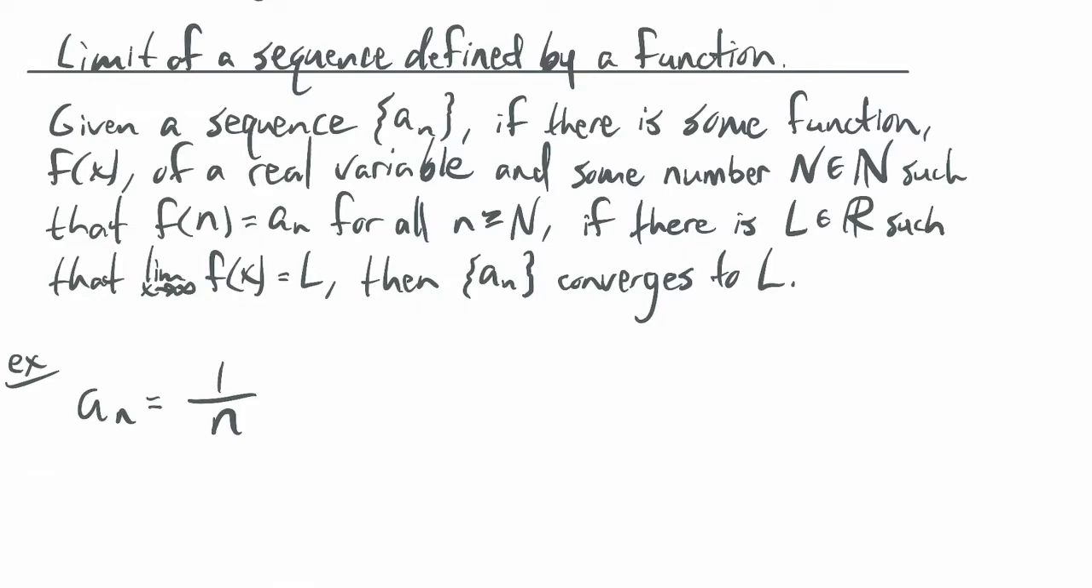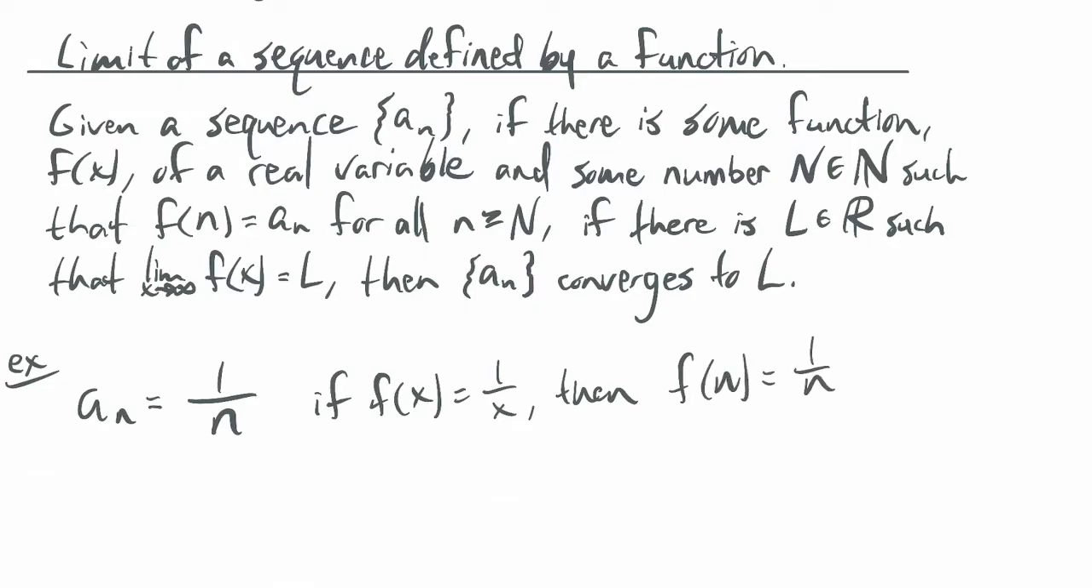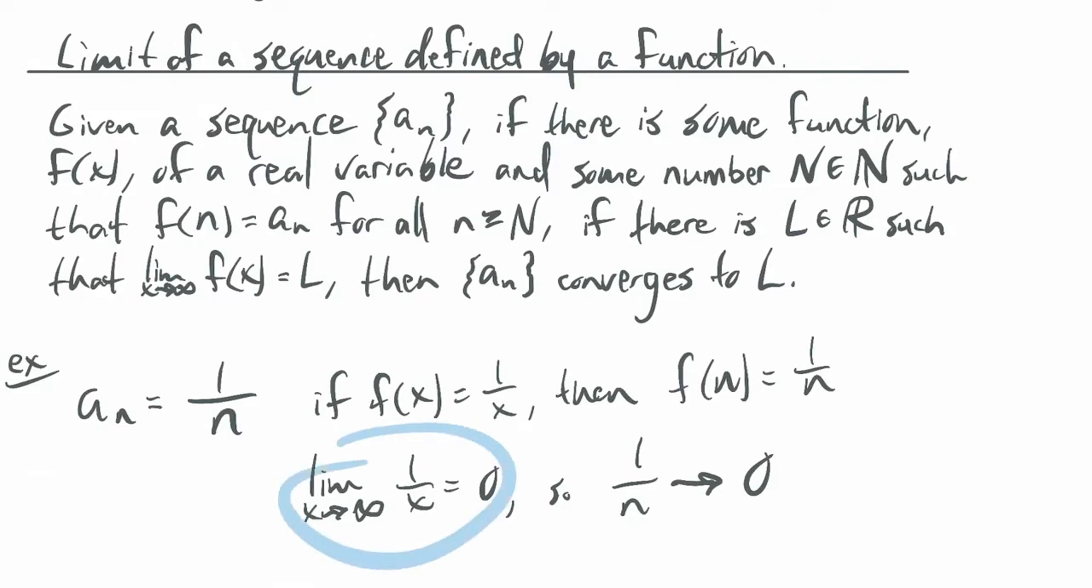So what I can do is say, well, if f of x equals 1 over x, then f of n equals 1 over n, right? And we know from Cal 1, the limit as x goes to infinity of 1 over x equals 0. Therefore, 1 over n as a sequence goes to 0. Because this is something we've already justified previously.